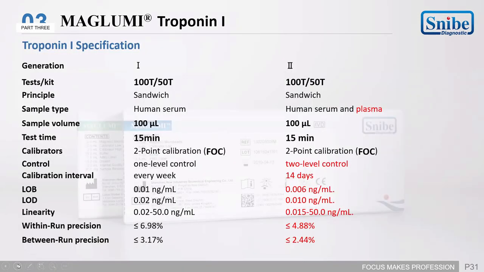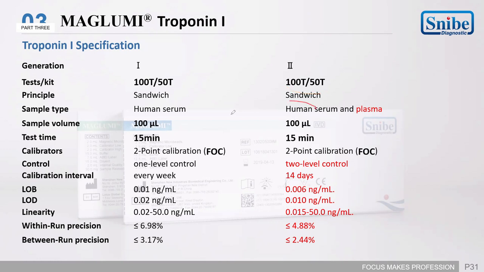If we go to the troponin I specification, we have two assays, troponin I first generation and second generation. Both have a 100 test and 50 test pack size.